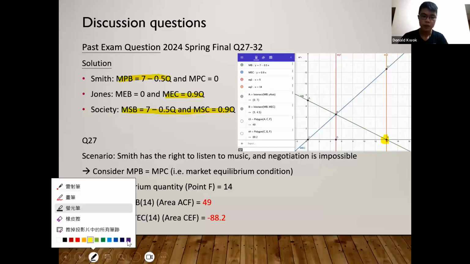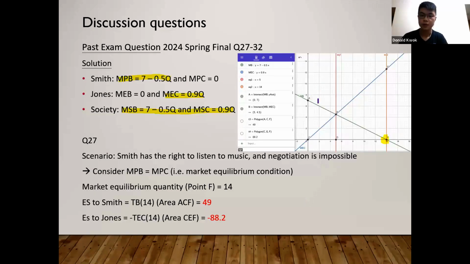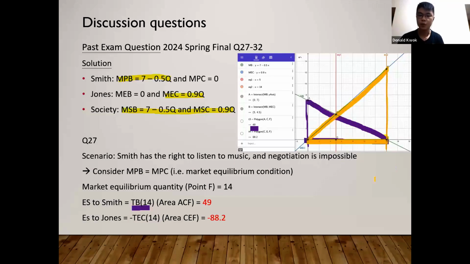So what will be the economic surplus accrued to Smith? It will simply be the area under the marginal benefit curve until the quantity of 14. So this purple triangle is the economic surplus accrued to Smith. Okay, the area is 49. Well, for the economic surplus accrued to Jones, it would be the area under the marginal external cost curve until the quantity of 14. This orange triangle would be the total external cost to Jones from these 14 hours of loud music.